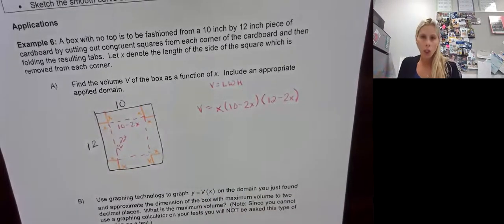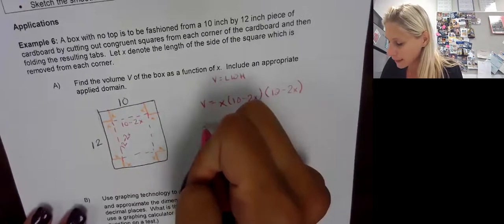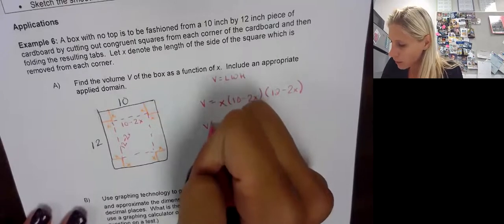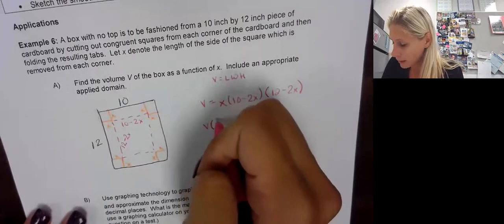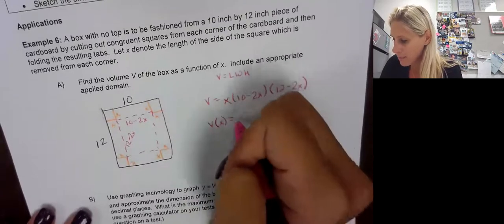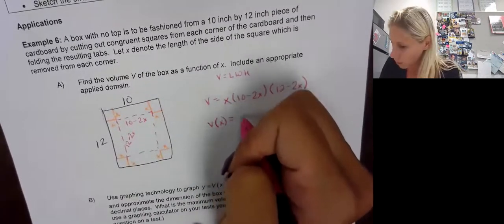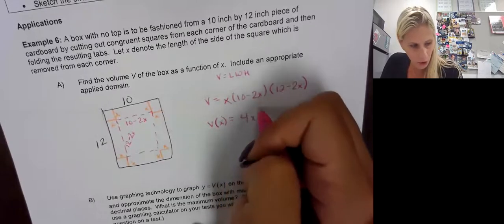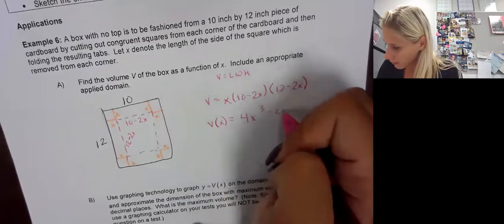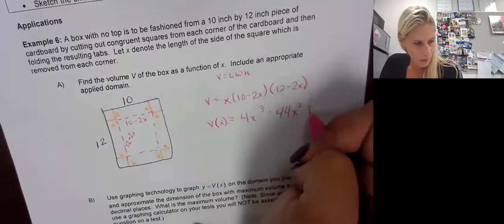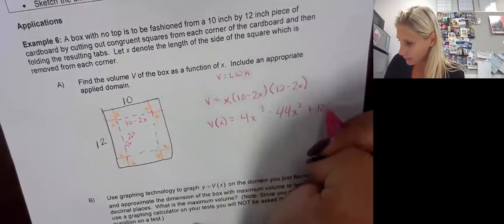Now we could expand this if we wanted to. And I'm going to just expand it and multiply it out for you. Usually we have V of X because we're in terms of X. And it becomes, if I put this in order, 4X cubed minus 44X squared plus 120X.